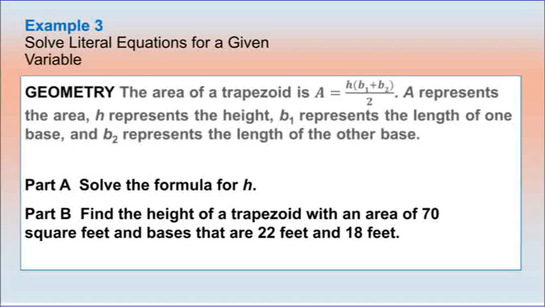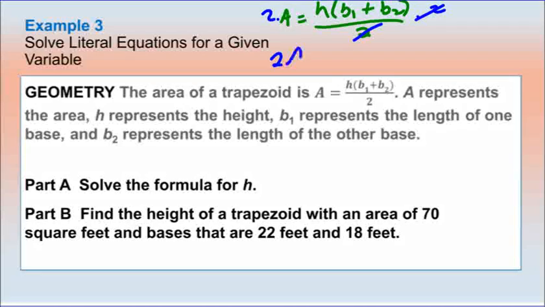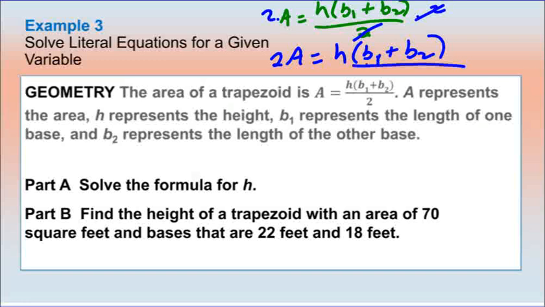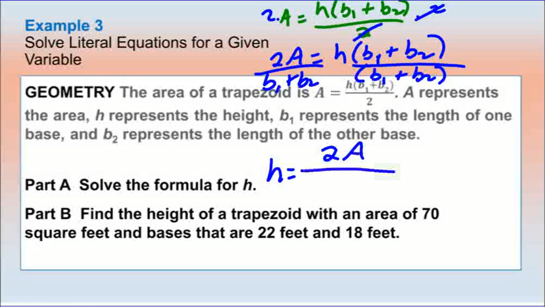The first thing, we need to get h by itself. So I'm going to rewrite this up here: A equals h times b1 plus b subscript 2, all over 2. I need to get rid of my fractions, so I'm going to multiply by 2 on both sides. I'm now left with 2A equaling h times base 1 plus base 2. To get h by itself, I'm just dividing everything by base 1 plus base 2. So h is going to equal 2A all over base subscript 1 plus base subscript 2.